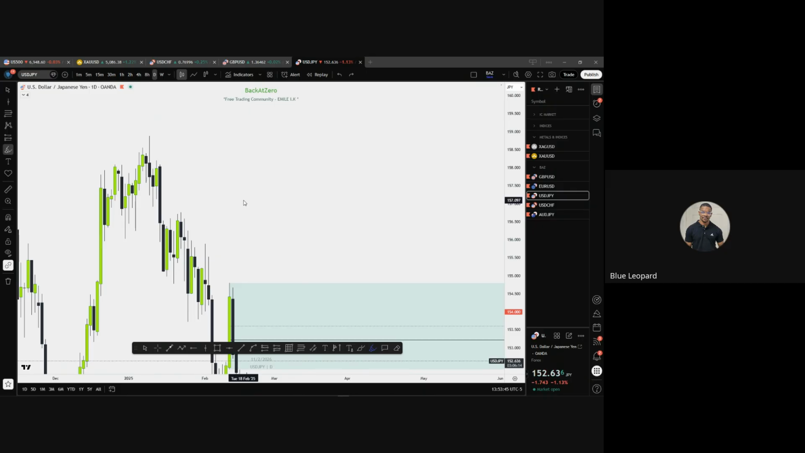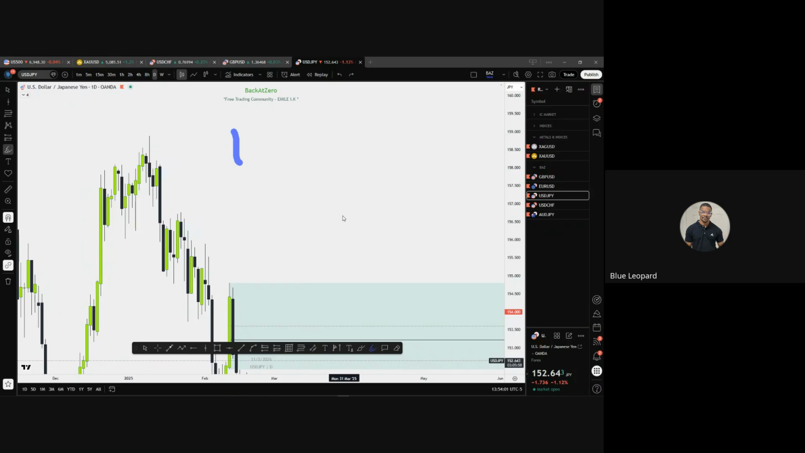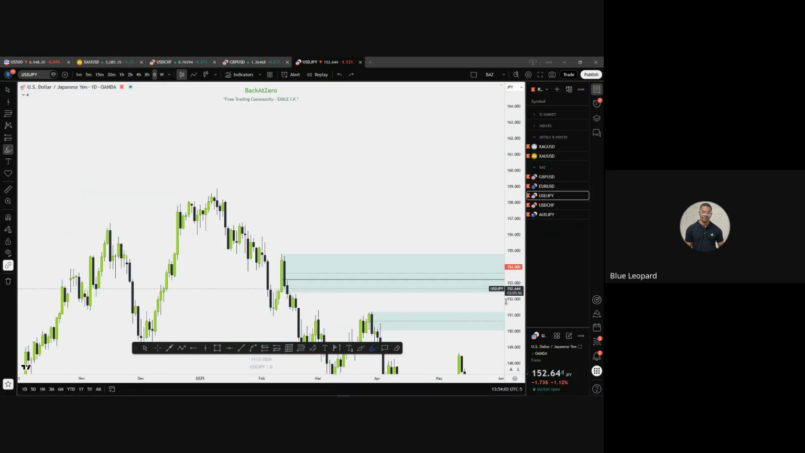Okay? You only have two plays, inside bars and engulfing candle range. Engulfing candle and inside bar. Inside bar range, engulfing candle range. You keep that in your mind, and we forget step one.